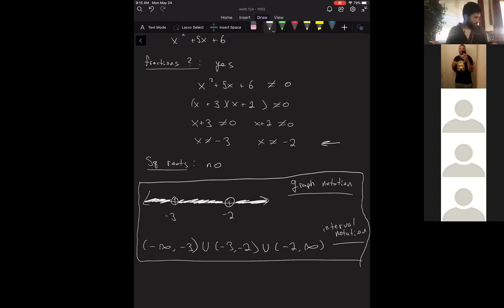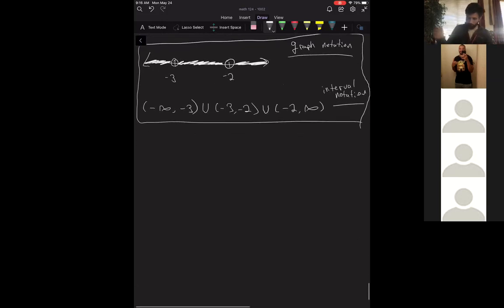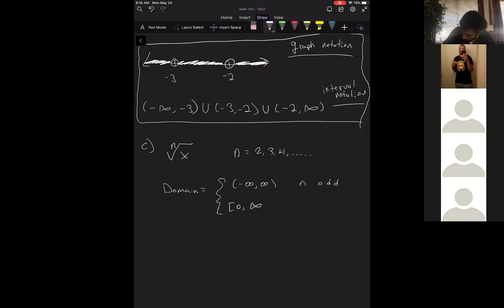Okay, let's do some other examples. Let's do the nth root of x. And here n can equal 2, 3, 4, and so on, so either the square root, the third root, the fourth root, or so on. This is just something to have memorized. The domain here is going to equal 2 scenarios: either minus infinity to infinity if n is odd, so if we take the third root, the fifth root, the seventh root, an odd number, we can plug in anything. But it's only going to be 0 to infinity if n is even. This is just one to have memorized.